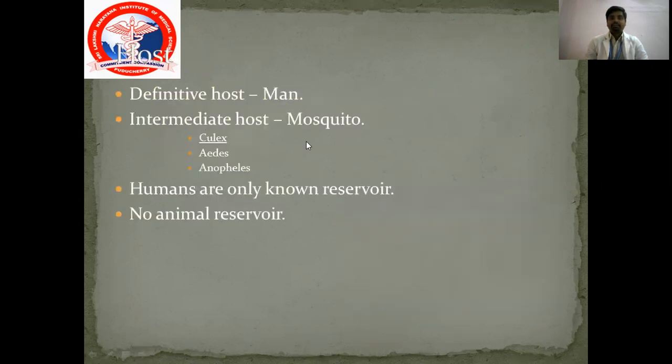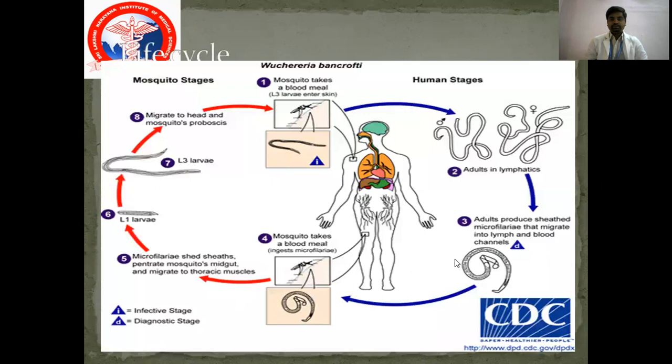Definite host is man, intermediate host is mosquito, especially Culex, Aedes, and Anopheles. Humans are the only known reservoir; no animal reservoir is seen. This is the life cycle of Wuchereria bancrofti. So you can start with the first step.